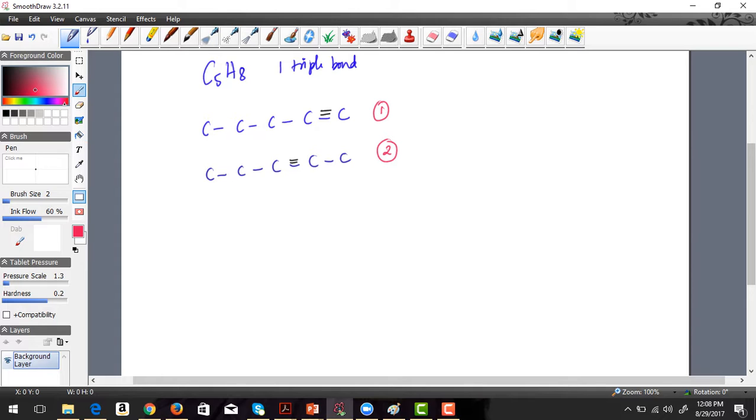All right, now let's get our blue pen again. Let's cut the chain down by 1. Now, just like how we did for our straight chain for our alkenes, we only have 4 carbons.